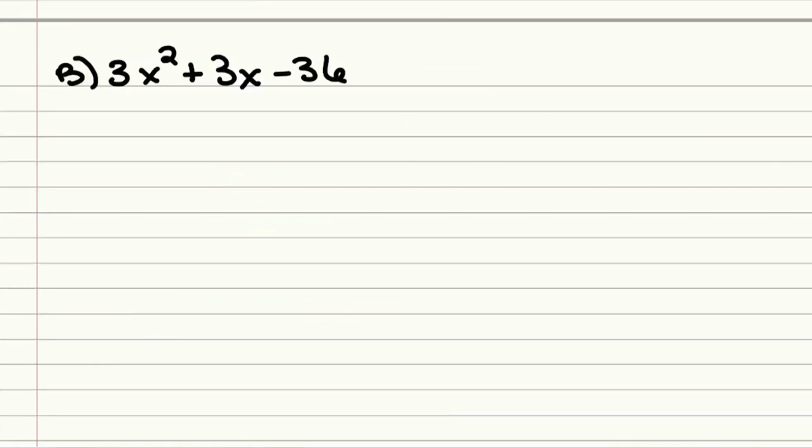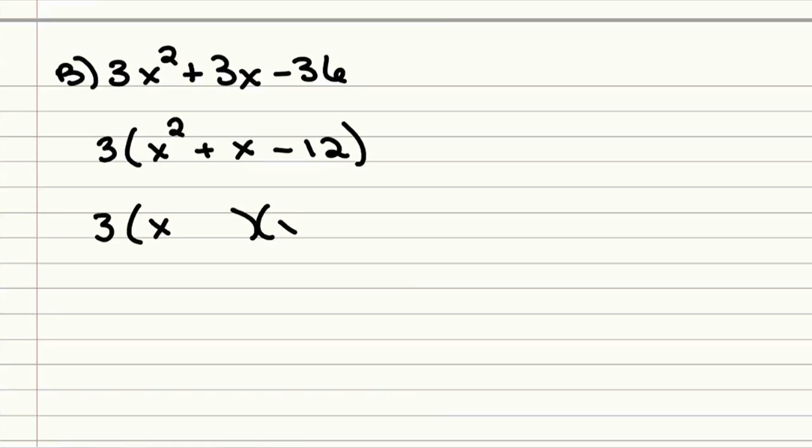All right, let's take a look at the second one. 3x squared plus 3x minus 36. Notice we have a GCF here of a 3. So if we factor out the 3 first, we would be left with x squared plus x minus 12. Now we can go and factor into the two binomials.